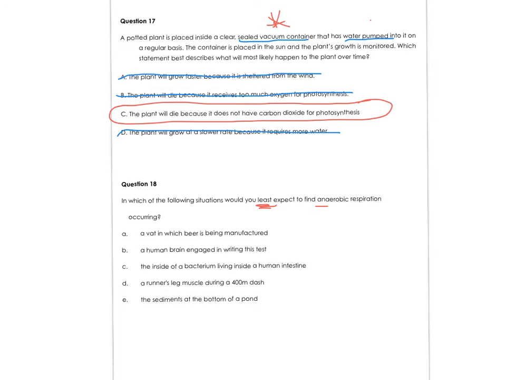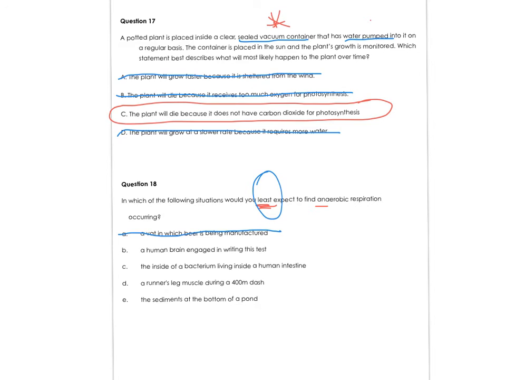respiration. So in humans, we produce lactic acid, yeast and bacteria produce alcohol. That's called fermentation, and the fermentation of hops is the making of beer. So this is not a correct answer, because you would certainly expect it. Yes, you would expect it. Right. So we're looking for the least expected.